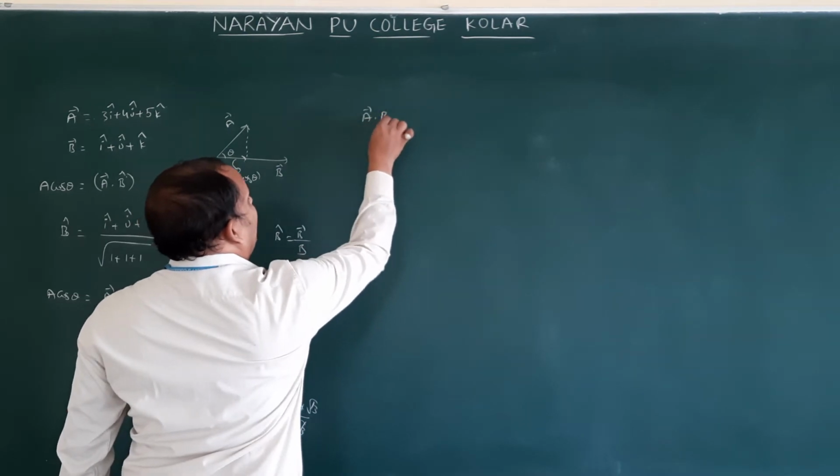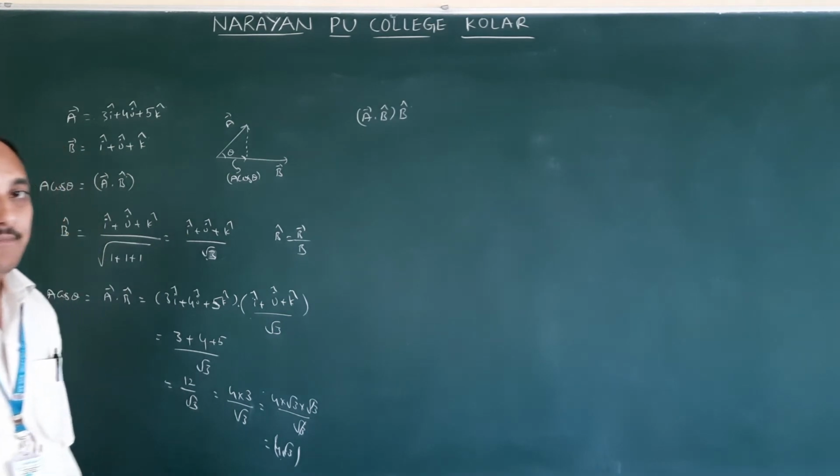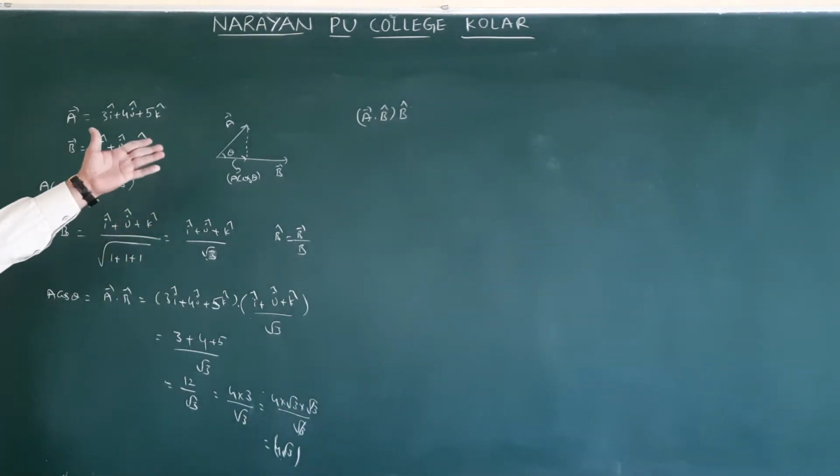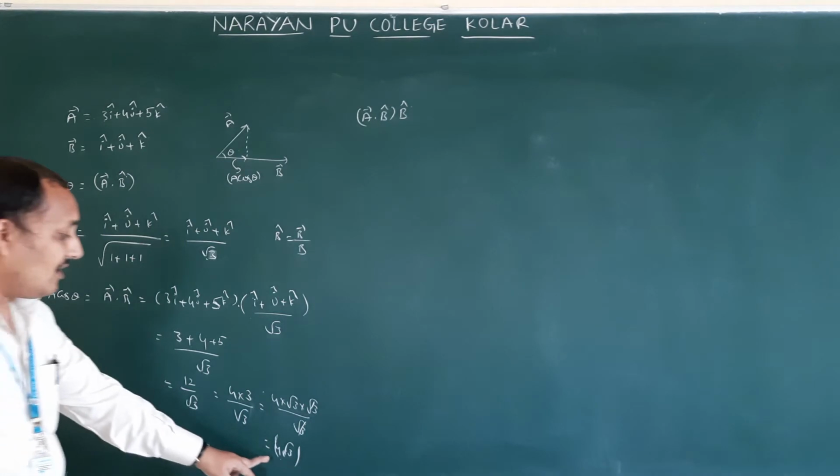A bar dot B cap into B cap, isn't it? Yesterday we ended with that one only video. A bar dot B cap times B cap. So A bar dot B cap value, how much did you get? 4 root 3.